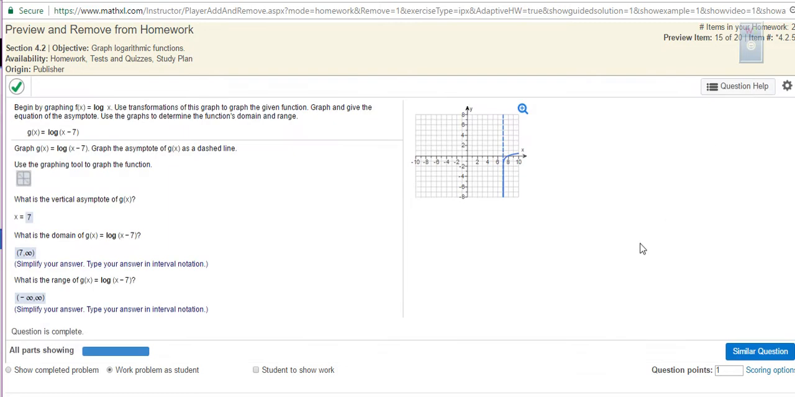All right, so that wraps up this particular video. I think we got one more little piece after this, but this will help you with the graphing using the transformations.